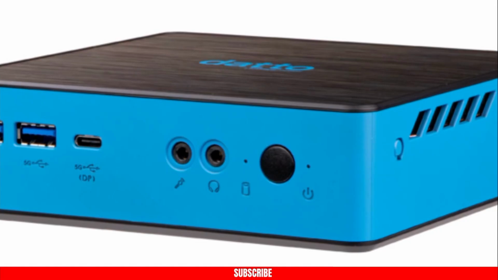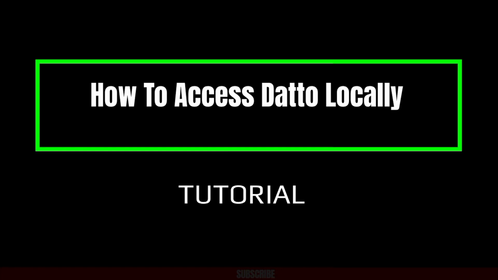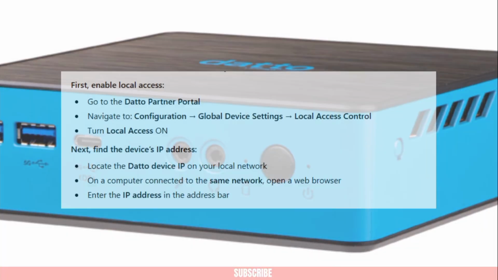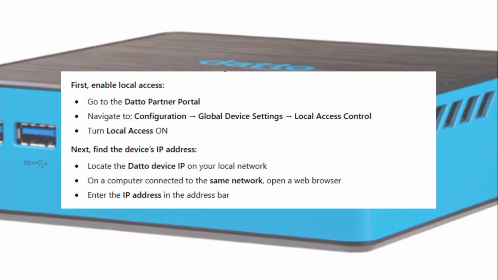Access Datto locally. In today's video, you are going to learn how to access Datto locally. So let's get started. First, enable local access. Go to Datto partner portal and here navigate to configuration settings. Then select global device settings and go to the option local access control. Tap on it. Turn local access on.